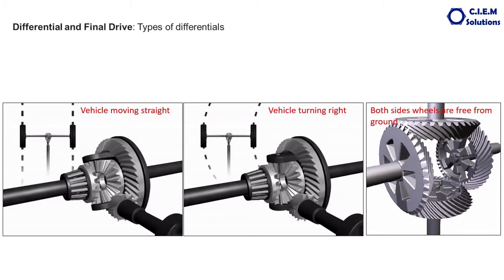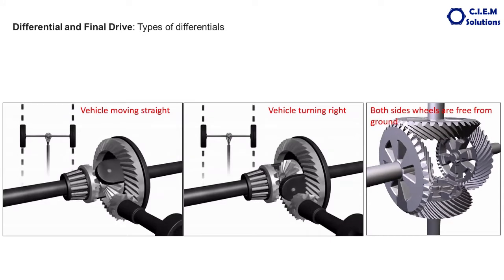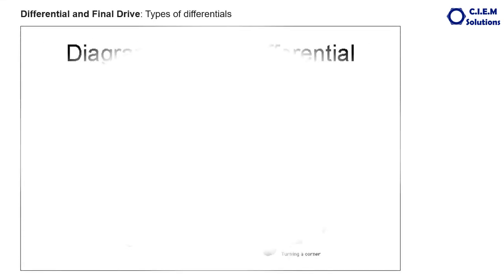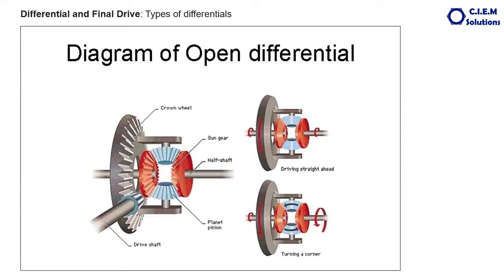And what are the developments? Let's have a look. Basically, there are three types of differentials. This is called the open differential, which we can see in the majority of automobiles and almost all passenger cars. The open differential is what we discussed in the previous video.